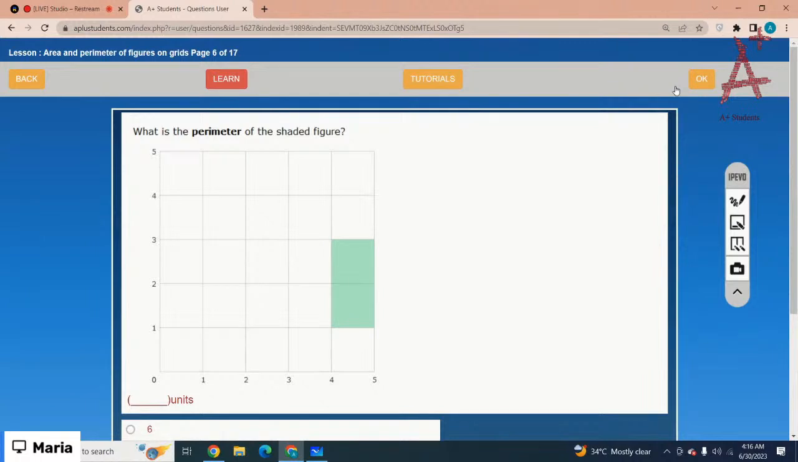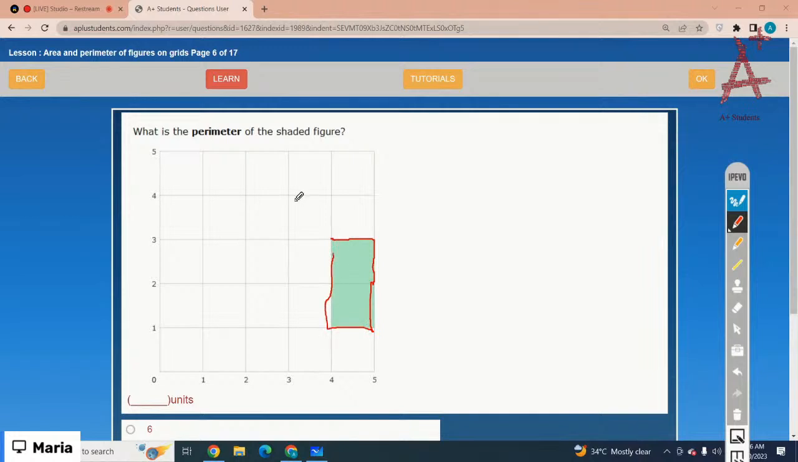What is the perimeter of the shaded figure? You can count like this: 1, 2, 3, 4, 5, 6. So the correct option is 6. The perimeter of the figure is 6.